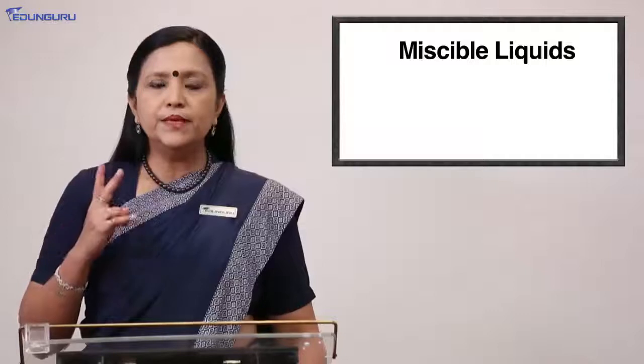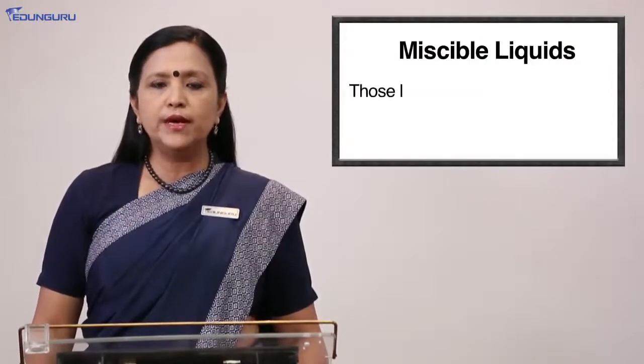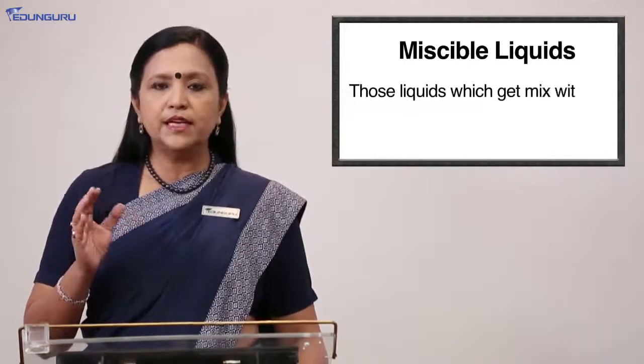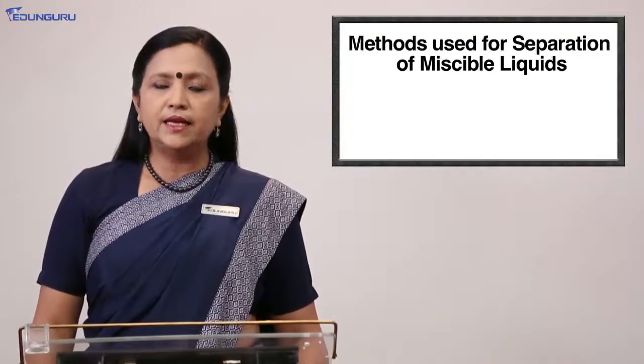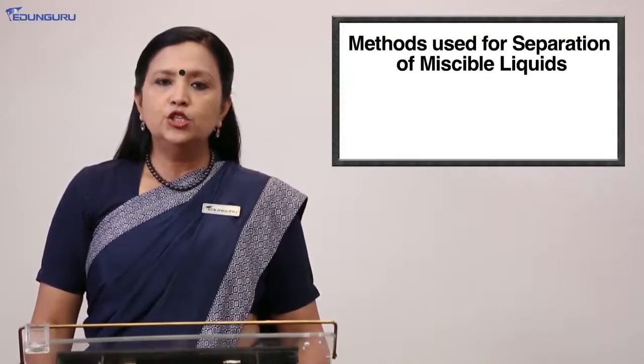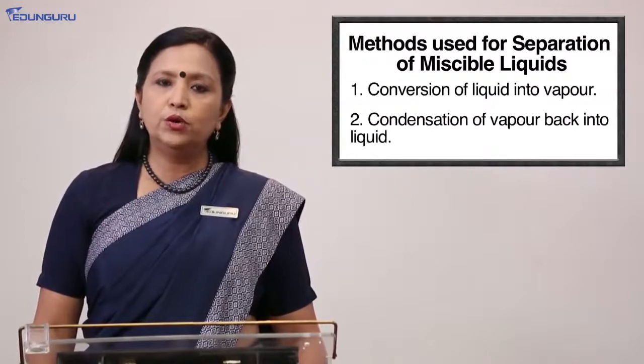Now, we come to the method of separating two miscible liquids from each other. Miscible liquids mean two liquids that are mixing in each other or are soluble in each other. In this technique, the method used is to convert the liquid into vapor and then condense the vapor back on cooling into liquid. Let us see how we can separate ammonium chloride from a salt. This method we have discussed in the previous module also.